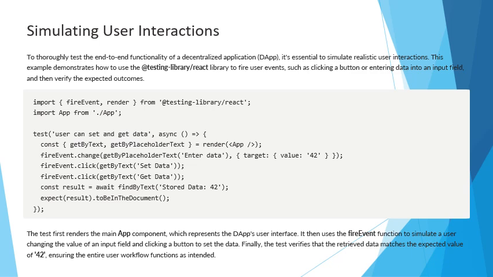The test first renders the main app component, which represents the DApp's user interface. It then uses the fire event function to simulate a user changing the value of an input field and clicking a button to set the data. Finally, the test verifies that the retrieved data matches the expected value of 42, ensuring the entire user workflow functions as intended.